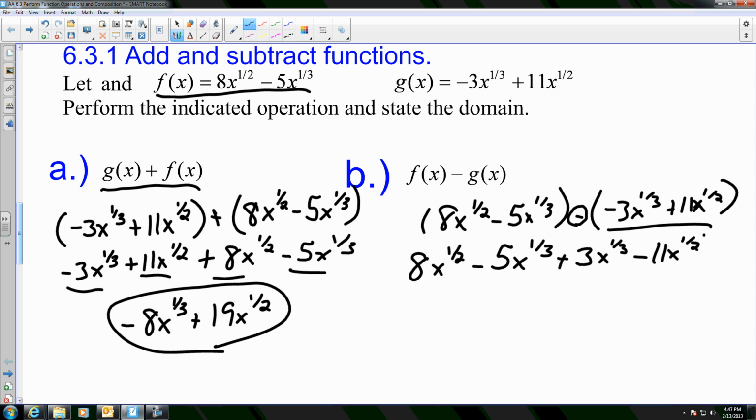So like terms here, which gives me negative 3x to the 1/2. And then like terms here, which gives me minus 2x to the 1/3.